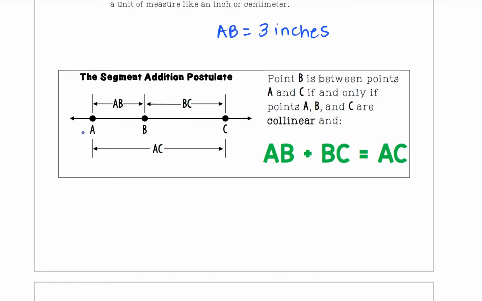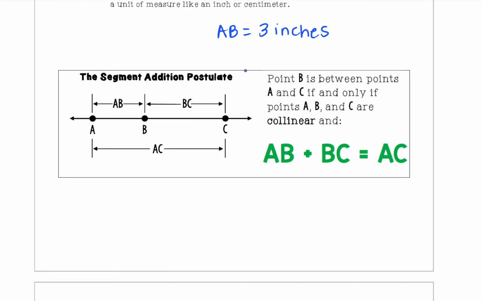The actual segment addition postulate tells us that point B, so this point, is between A and C if and only if points A, B, and C are collinear. Remember, collinear means they lie on the same line. And we have to know that AB, so the measure of AB, plus the measure of BC will equal AC. So if these two segments add up together to equal the length of AC, then that is true. So we know that point B would be between A and C if those two measurements add up. They also need to be collinear. So that's what our segment addition postulate tells us.